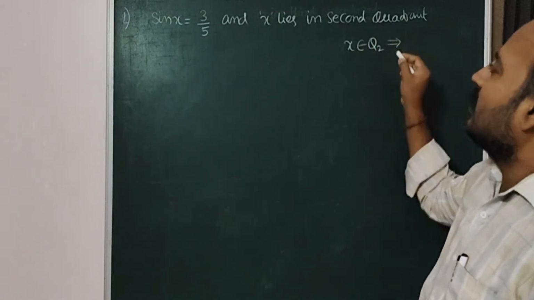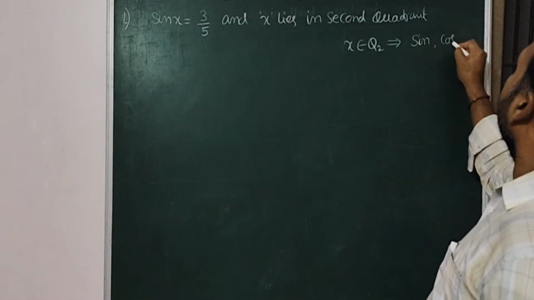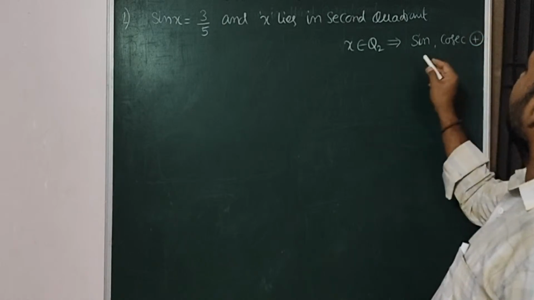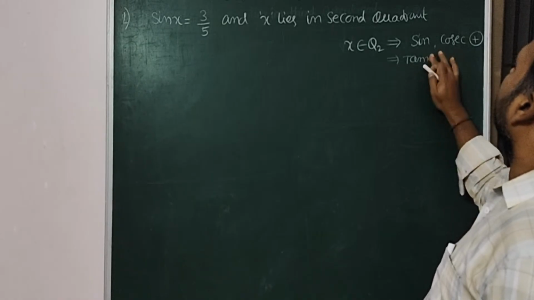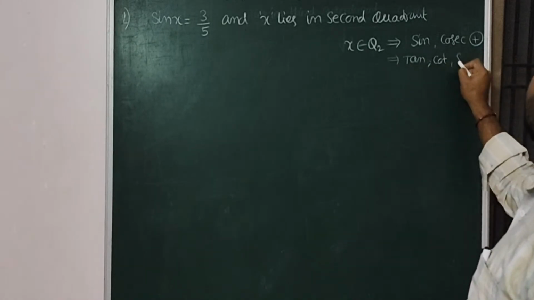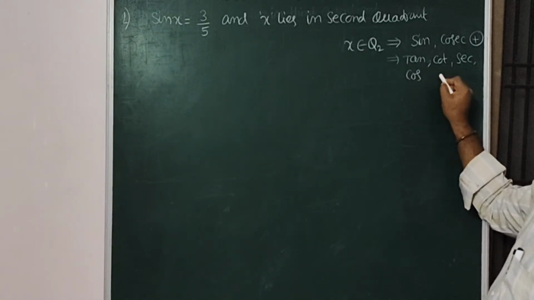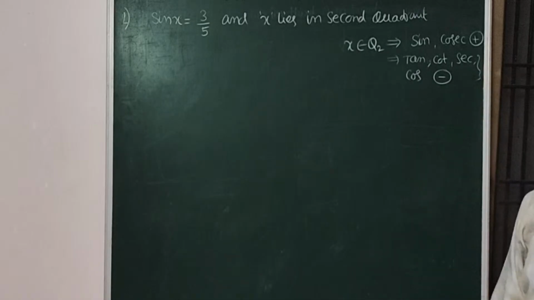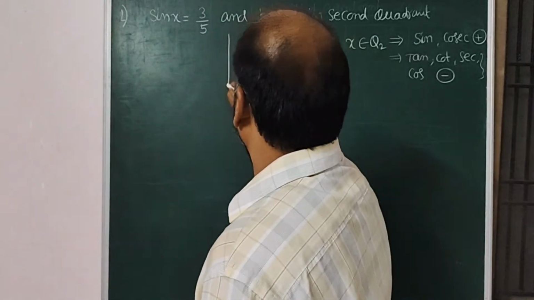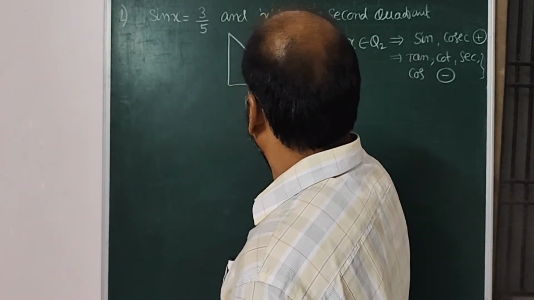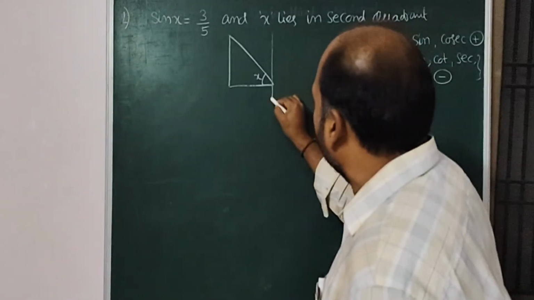That implies what are positive in this? Sine and cosecant are positive, and the rest, tan, cot, secant and cos, are negative. Okay, dear students, one by one we will calculate. This I will approach using a right angle triangle. So this is x, dear students. Absolutely, second quadrant means this is the way you can go.